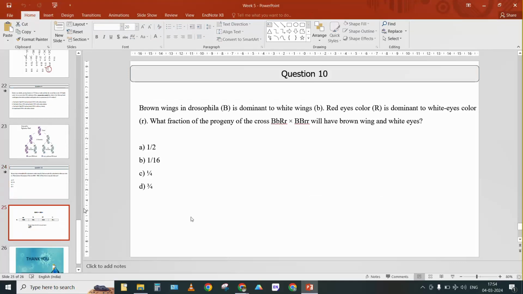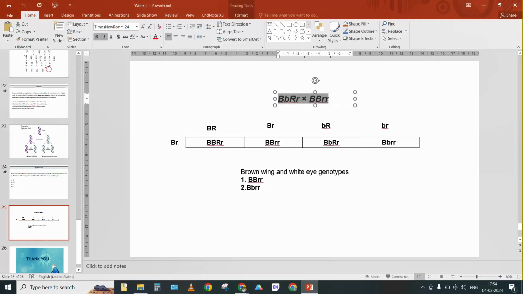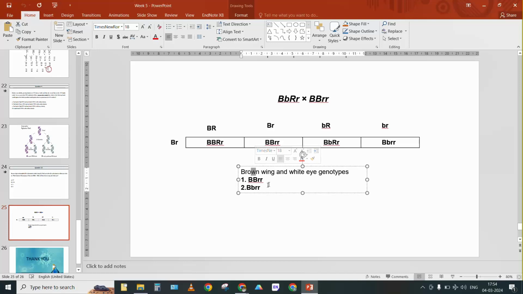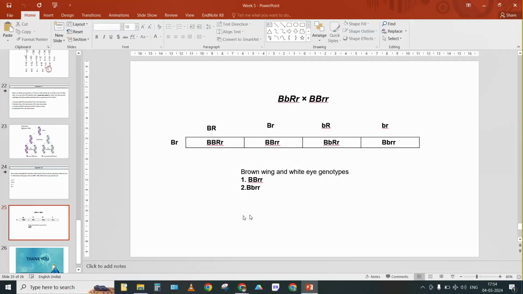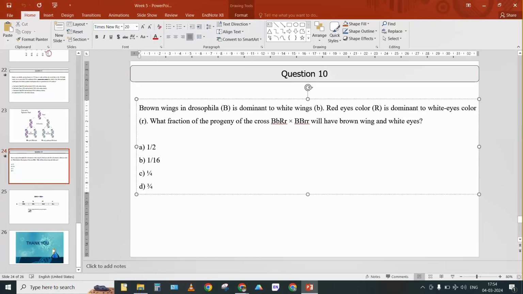So let us see. Here some combinations are given, so we'll just calculate this. According to this calculation, the brown wings and white eyes genotypes are capital BB and small rr, and capital Bb and small rr. So according to this calculation, option A is the right answer for question 10, that is 50%, that is 1 by 2.